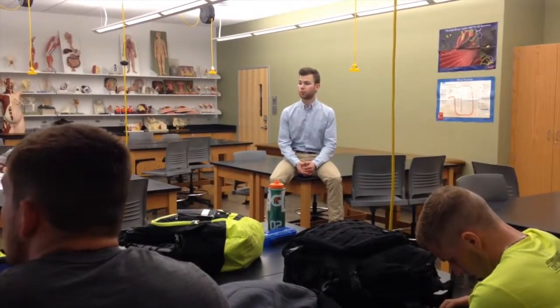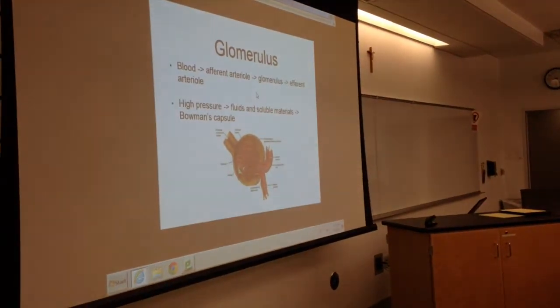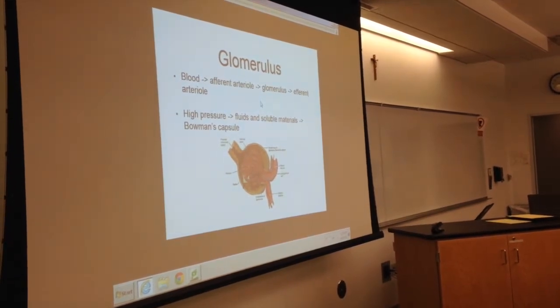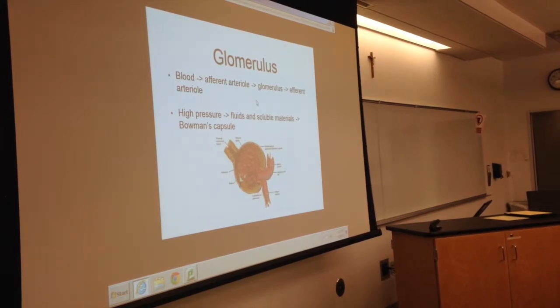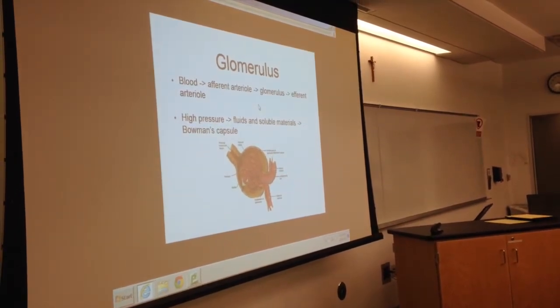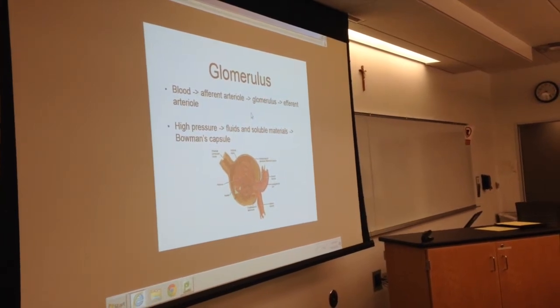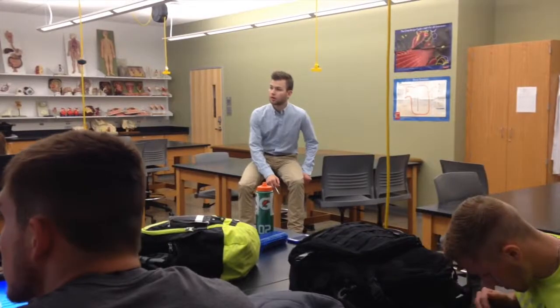All right, so when the glomerulus is operating as it should and forming filtrate, there's high pressure in the glomerulus and the fenestrated capillaries of the glomerulus. You guys remember fenestrated capillaries? Human anatomy. All right, so the fluids and the soluble materials will filter out into Bowman's capsule, forming filtrate.